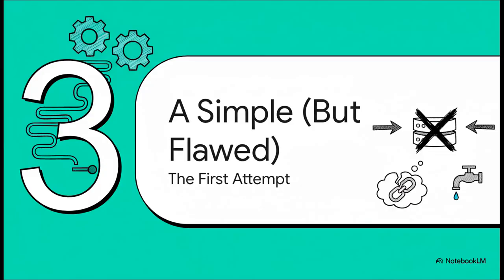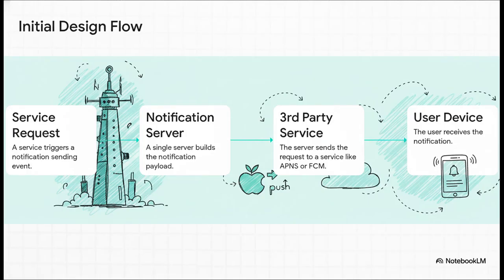Okay, so if you were tasked with building this, where would you even start? Well, you'd probably begin with the simplest, most straightforward plan you can think of. Let's walk through that first attempt. The first idea is, hey, let's just have one big server that does it all. A service sends it a request, the server figures out the message, connects to Apple or Google's service, and just sends it. Seems logical, super simple. What could possibly go wrong?